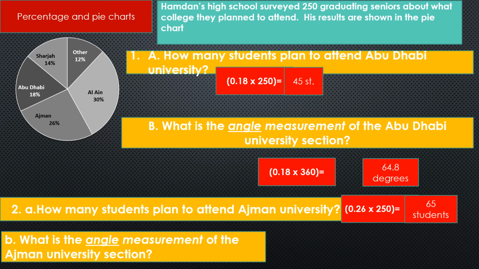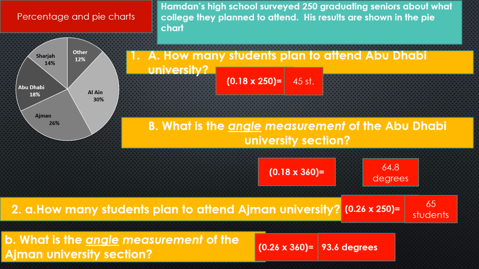Since I am talking about angle measurement, here I have to multiply by the total, which is 360, to get 93.6 degrees. So you multiply by the total depending on what you have to do. If you have to find the number of students, you multiply it by the total number of students. If you want to find the angle, you multiply it by the total number of full rotation.